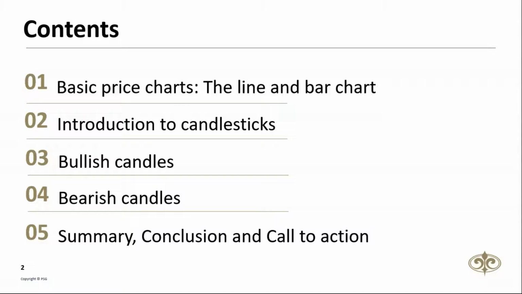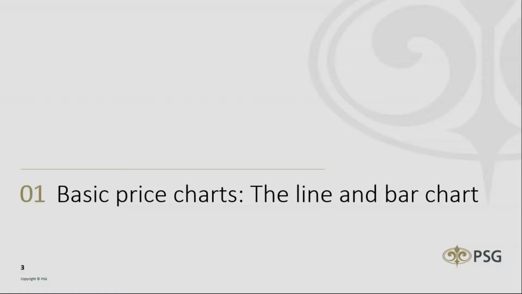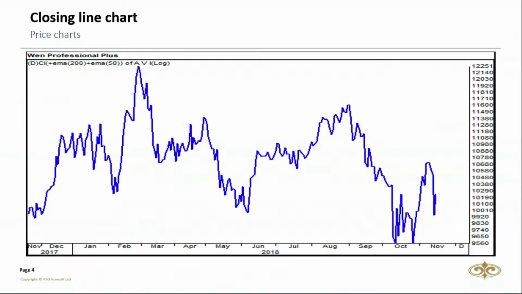So this is a quick introduction to price charts, and this forms the foundation leading up to candlesticks. We're going to discuss what is a line chart and what is a bar chart. So first things first, let's look at a line chart. Now, the most basic price chart is the line chart, because it represents only the closing prices over a set period of time. So this here is a chart of Anglo Industries, AVI.